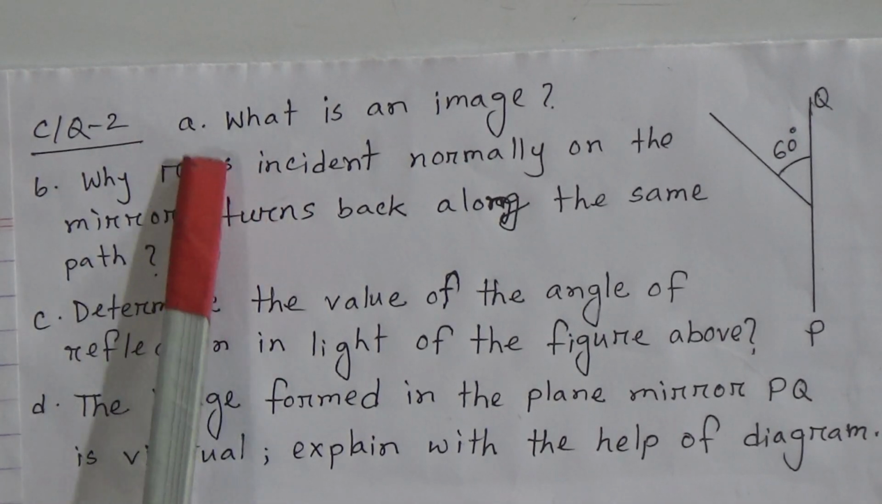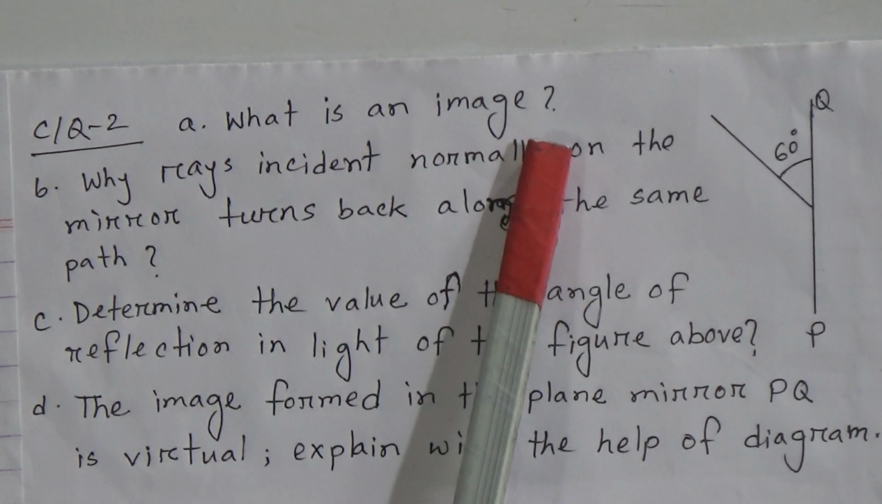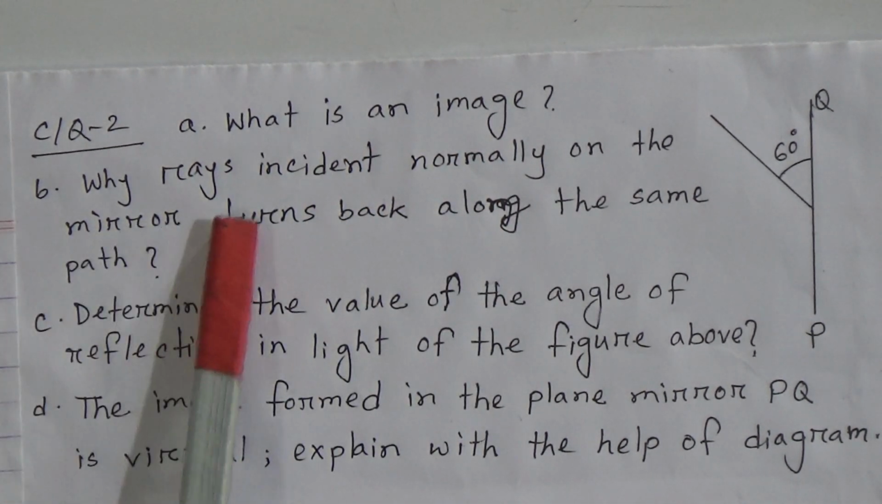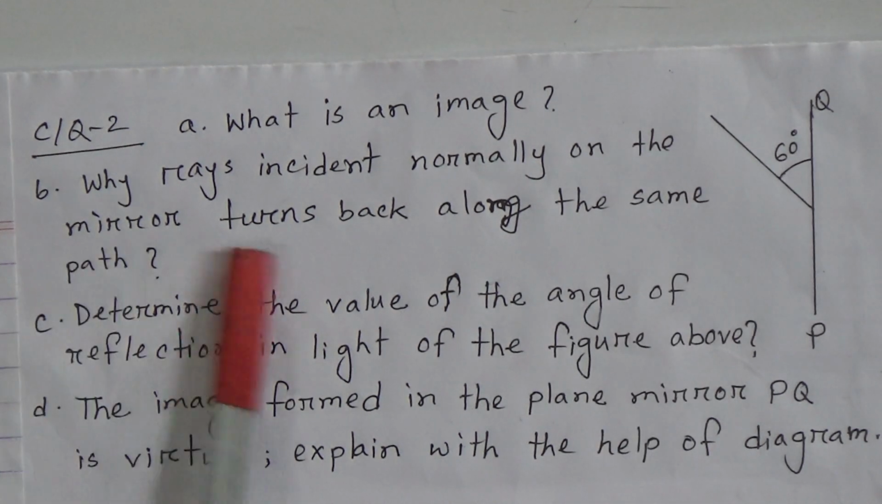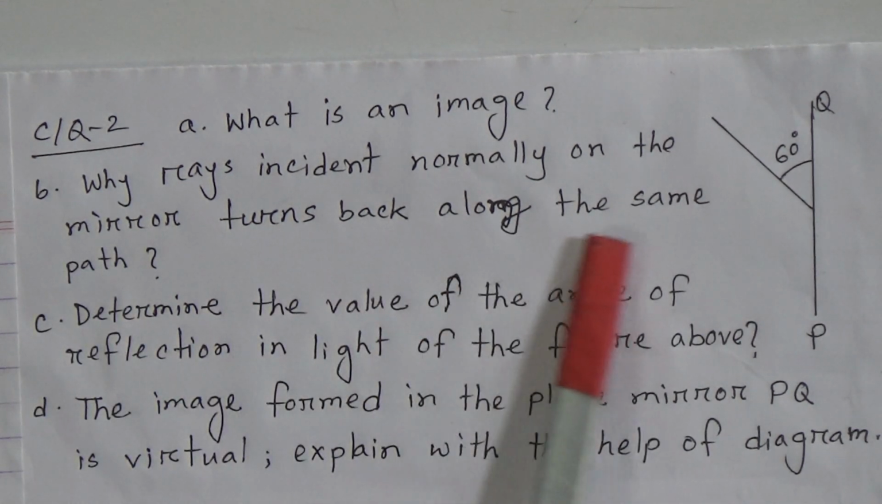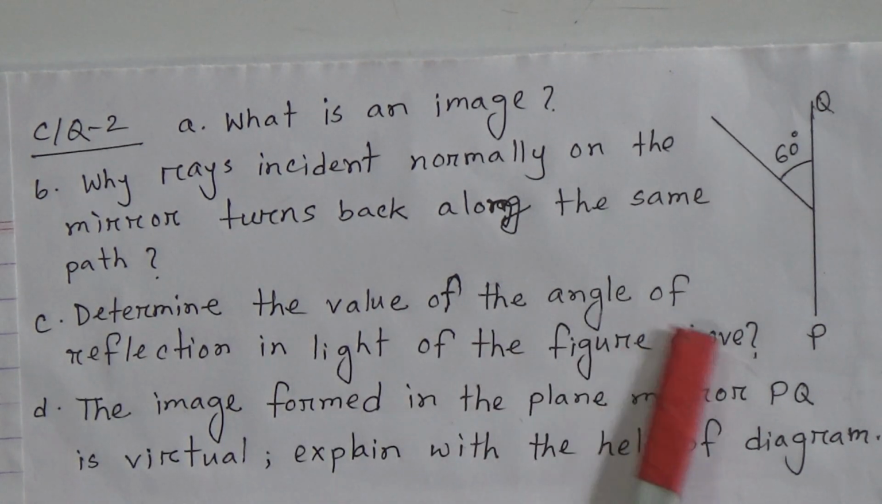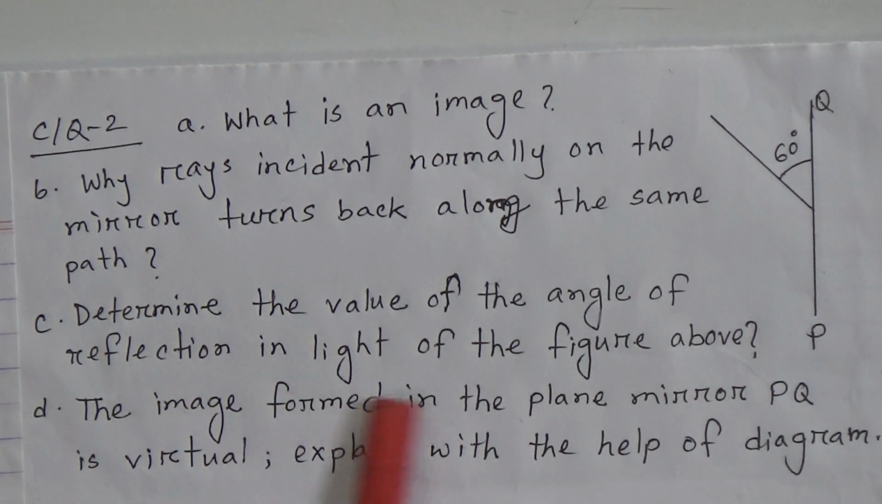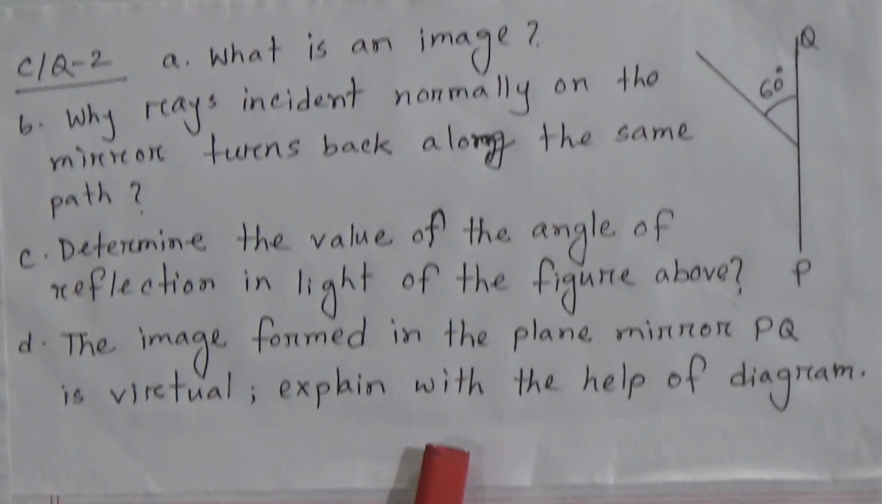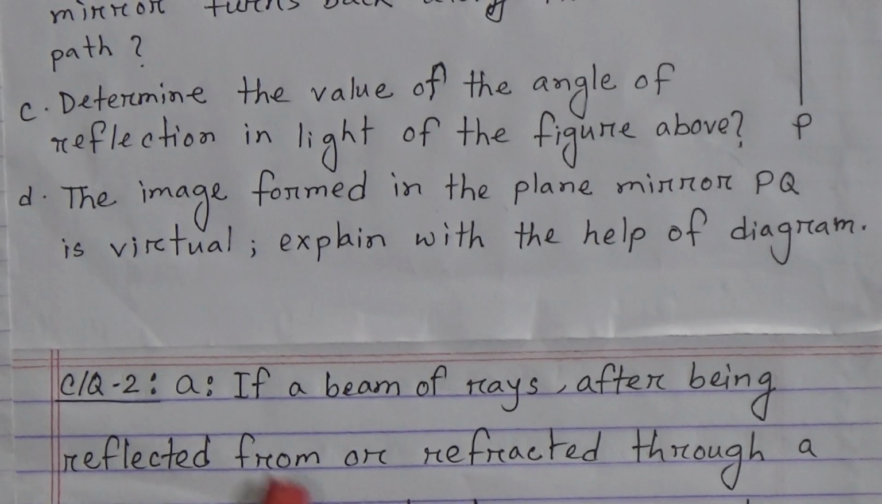Question number A, what is an image? Question number B, why do rays incident normally on the mirror turn back along the same path? Question number C, determine the value of the angle of reflection in light of the figure above. And question number D, the image formed in the plane mirror PQ is virtual; explain with the help of a diagram. My dear students, now we will discuss the question answers.